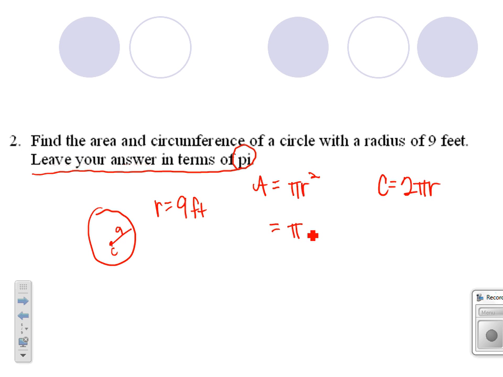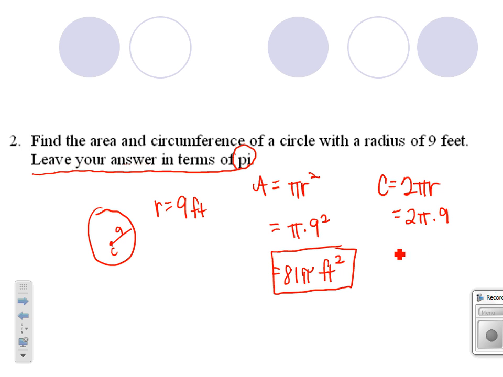So pi r squared. So that'd be 9 squared if I'm looking at the area. So area is 81 pi feet squared. And I want my answer left in terms of pi, so I do not want a rounded decimal answer. Circumference will be 2 times pi times 9, which would be 18 pi feet. Again, I want it in terms of pi, so I do not want a decimal answer here.